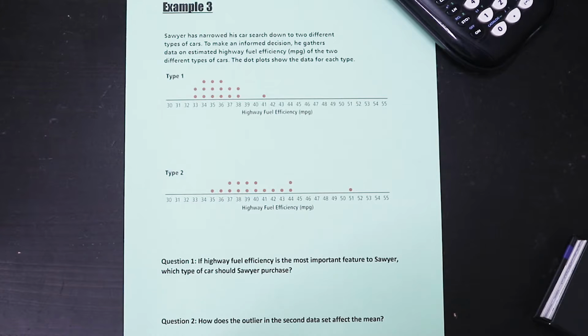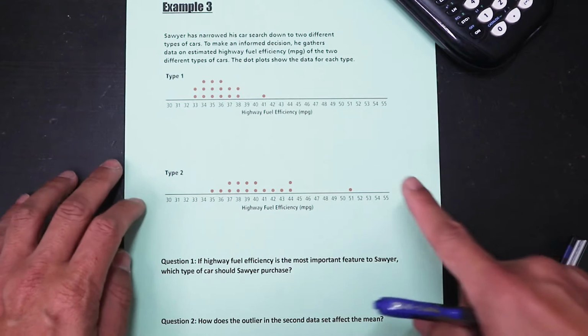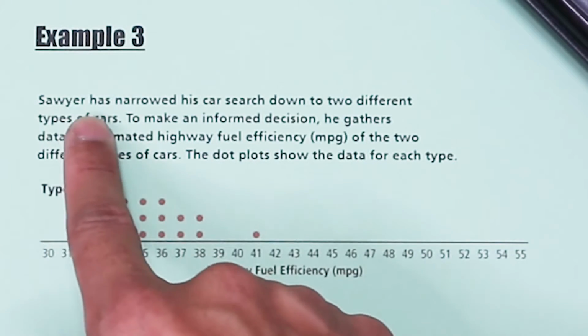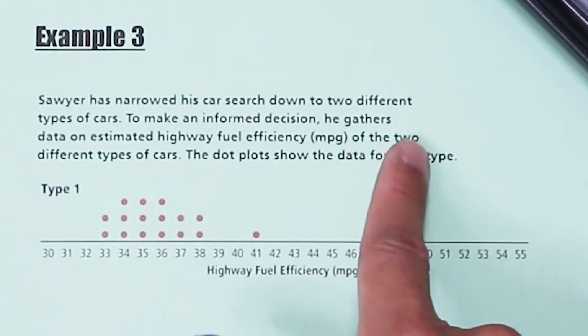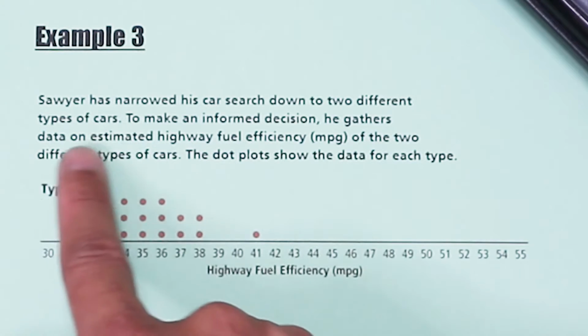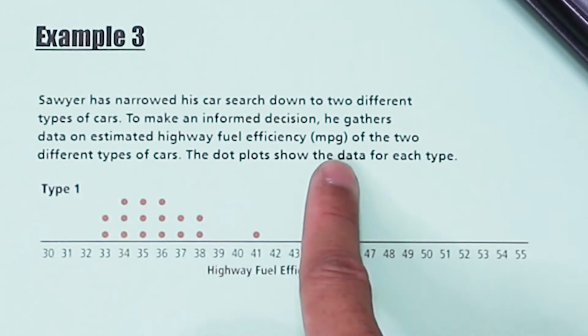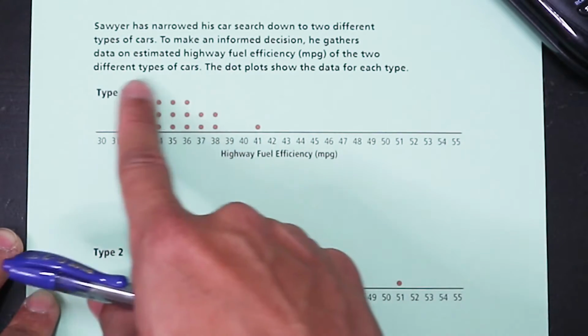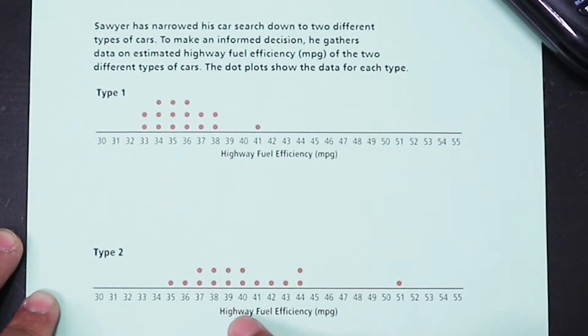In example 3, we're going to take a look at two different dot plots, and here's the instruction. It says Sawyer has narrowed his car search down to 2 different types of cars. To make an informed decision, he gathers data on estimated highway fuel efficiency of the 2 different types of cars. The dot plots show the data for each type. So this is the highway fuel efficiency for the first type of car, and then here is the highway fuel efficiency for the second type of car.